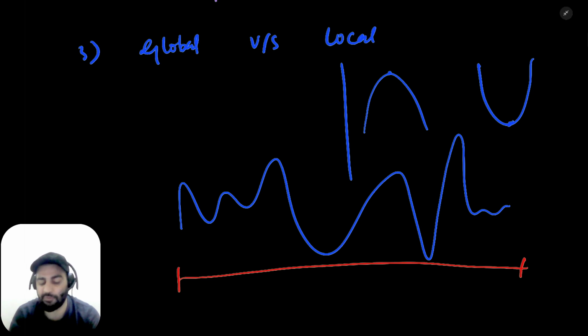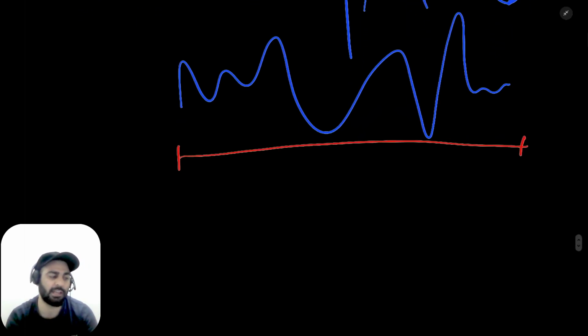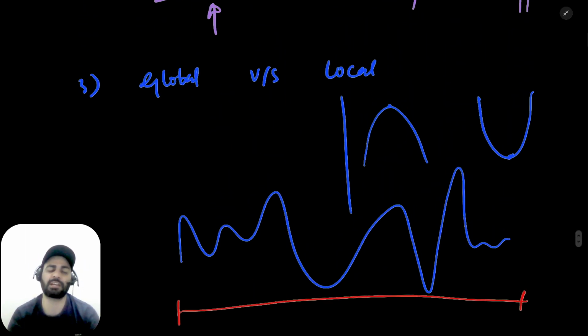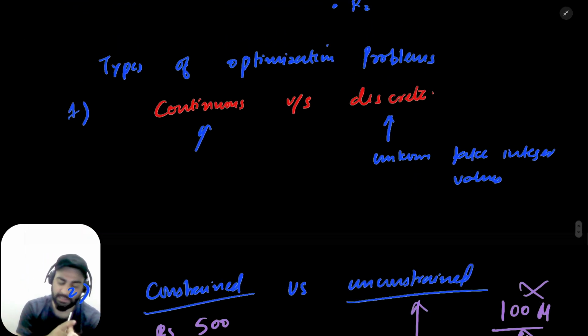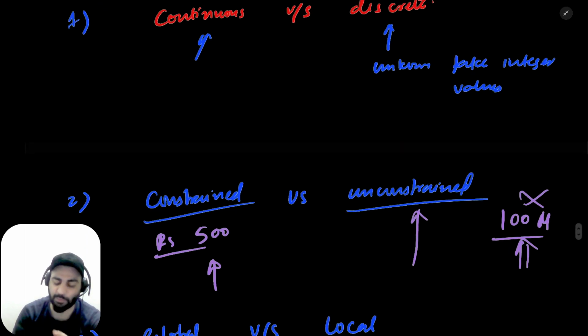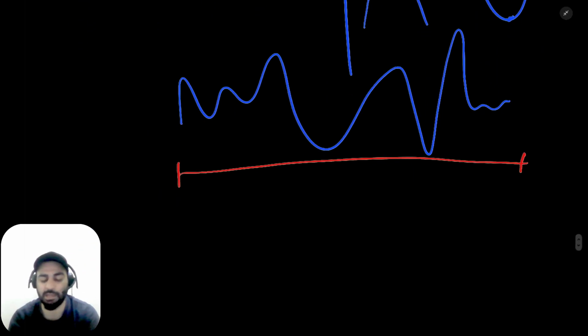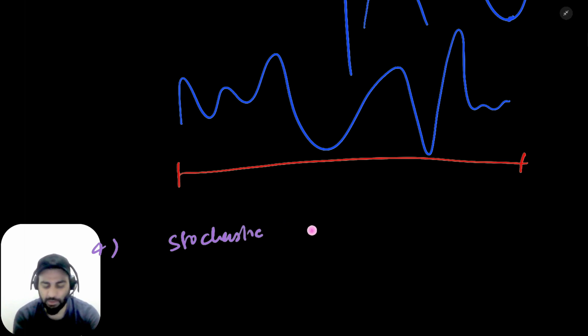Here we'll see some functions called convex and non-convex, and then we'll see what the convexity of a function is and things like that. I just want you to know the terms. The first is continuous versus discrete, then we have constrained versus unconstrained, then global versus local, and the fourth, I think, is stochastic and deterministic.